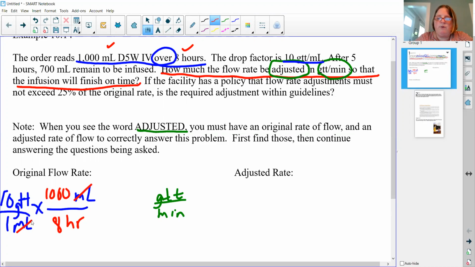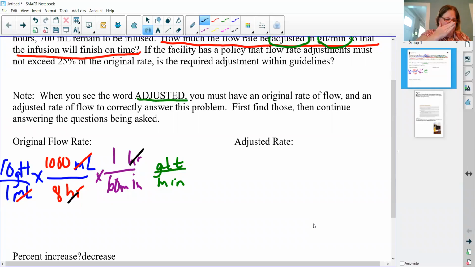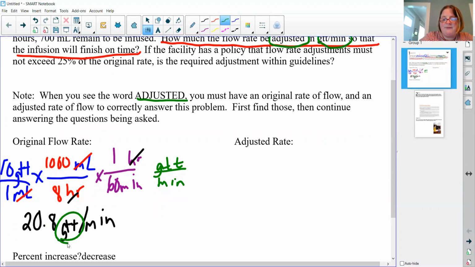So my milliliters went away. However, I need to get it into minutes, so I'm going to keep going and put hours on top. And I know that 1 hour is 60 minutes. So when I cancel out those, I can do my calculations. So I have 10 drops per 1 milliliter, or 10 times 1,000 is 10,000 divided by 480. And I get 20.8. And this is drops per minute. But because it's in drops, remember, drops mean it has to be in a whole number because you can't do a partial drop. So it's going to be 21 drops per minute.